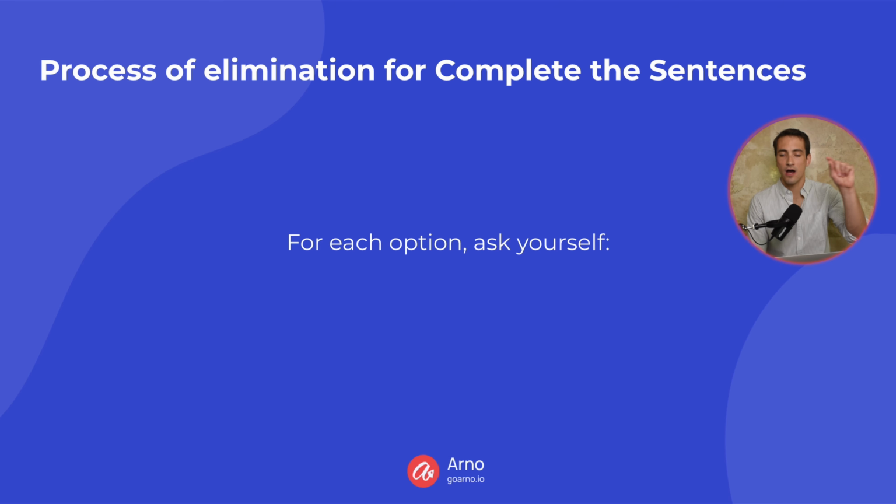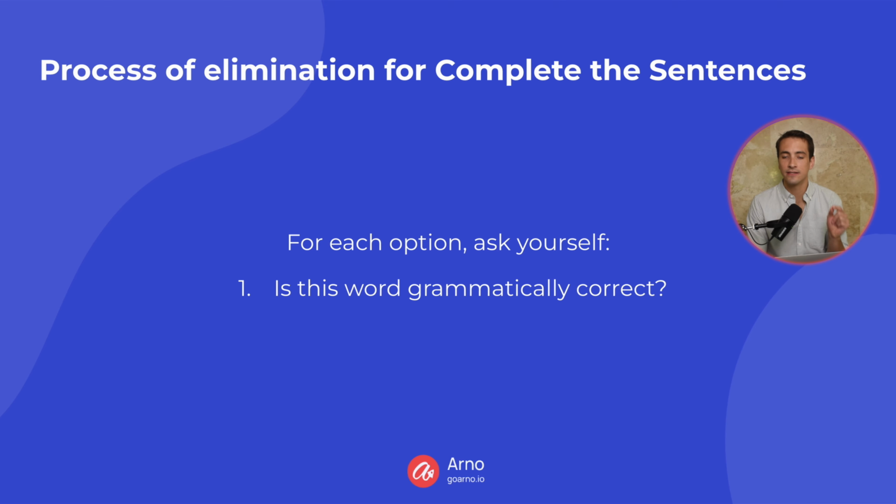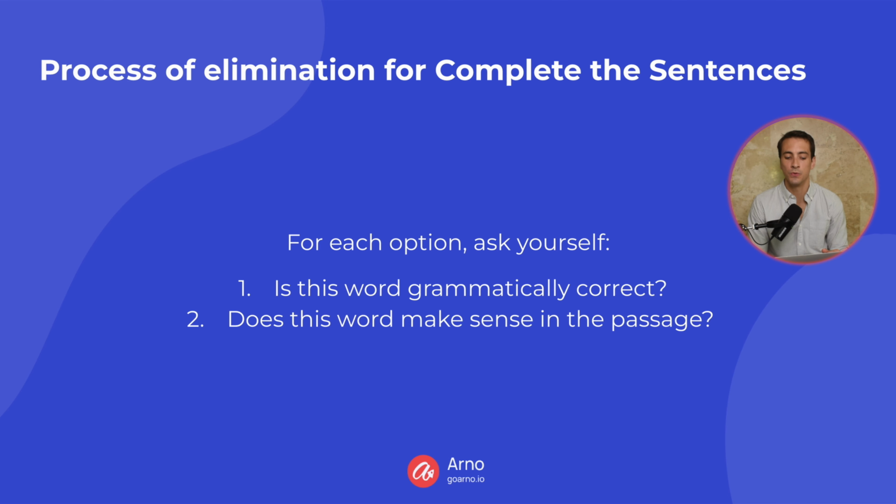For each option that you see for a missing word, you want to ask yourself these questions. 1, is this word grammatically correct? So if this word is in the sentence, is the sentence grammatically correct? And 2, does this word make sense in the passage? So if you see that a word is not grammatically correct, you can eliminate it. You don't have to ask yourself the second question, because that can't be the answer.